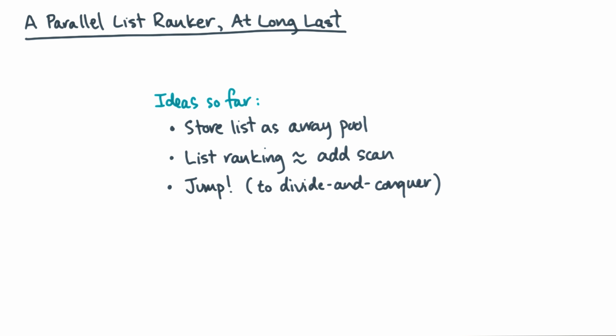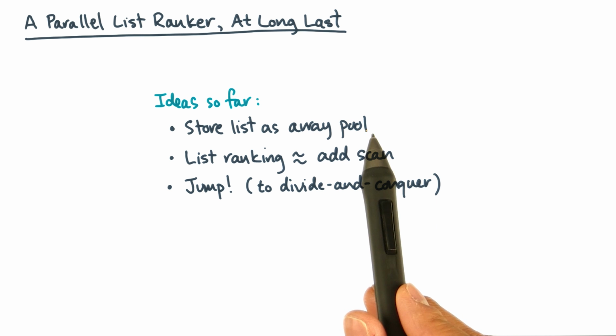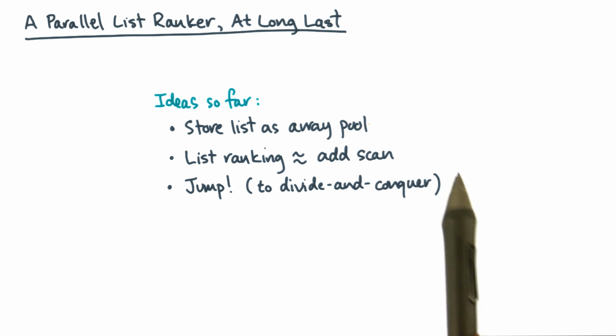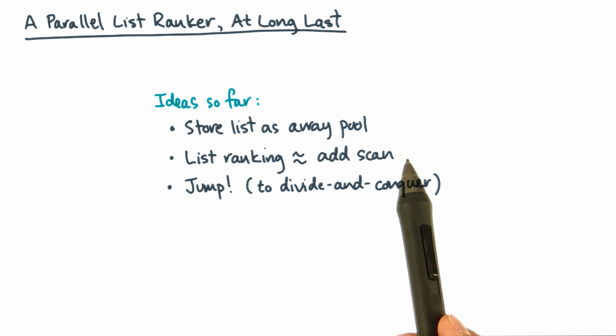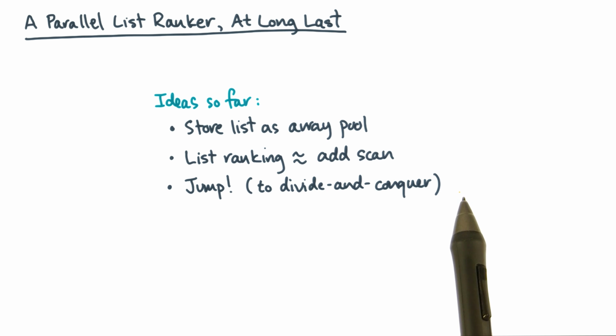Okay, you're almost ready for the parallel list ranking algorithm. So far, you've seen three ideas. The first is to store the list as an array pool. The second is to recognize that list ranking is roughly an add scan. Of course, you need to set the right initial values. And finally, if we have a jump operation, we can do divide and conquer. Go ahead and put these ideas together.